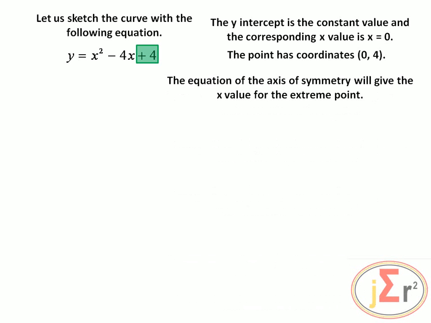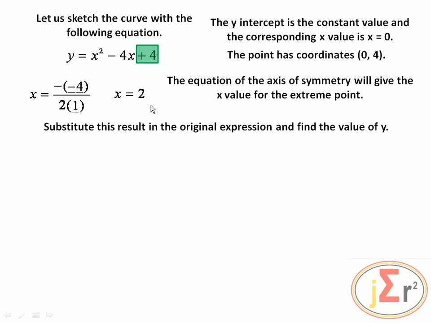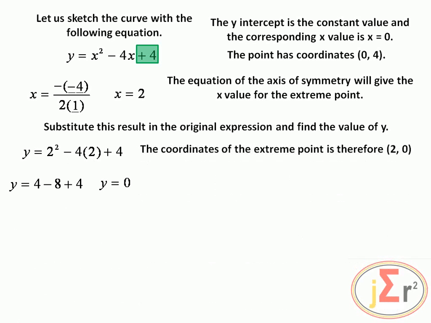The equation of the axis of symmetry will give the x value of the extreme point. So we know that minus b over 2a, x is equal to 2. Substitute this result in the original expression and find the value of y. So let us put 2 into this and see what y is equal to. So we have the simplified version of that, and we have y is equal to 0. The coordinates of the extreme point is therefore 2, 0.